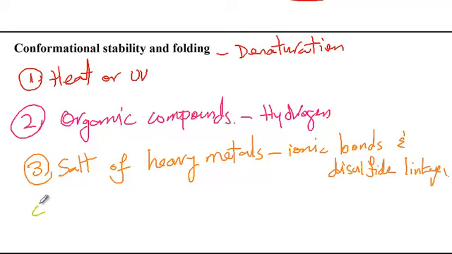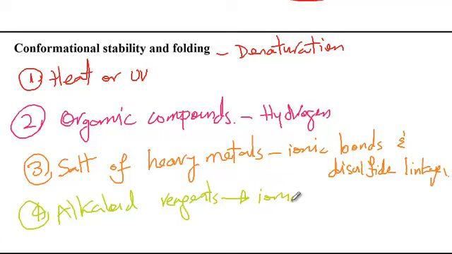Number four, we can have alkaloid reagents, which can disrupt ionic bonds by combining with positively charged amino acids in proteins. And then finally, pH changes can affect the conformation of a protein and lead to its denaturation by disrupting the ionic bonds.